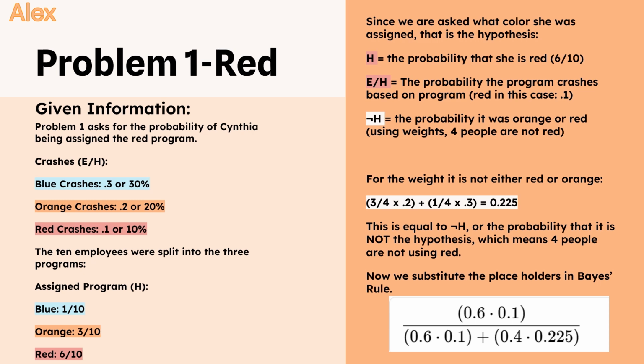So we take this and put it into Bayes' rule, with Cynthia having a 60% chance to be red, multiplied by a 10% chance for the program to crash. Same thing down here, but it's added to a 40% chance of not being assigned red, and then multiplied by the probability that a program that is not red crashes.